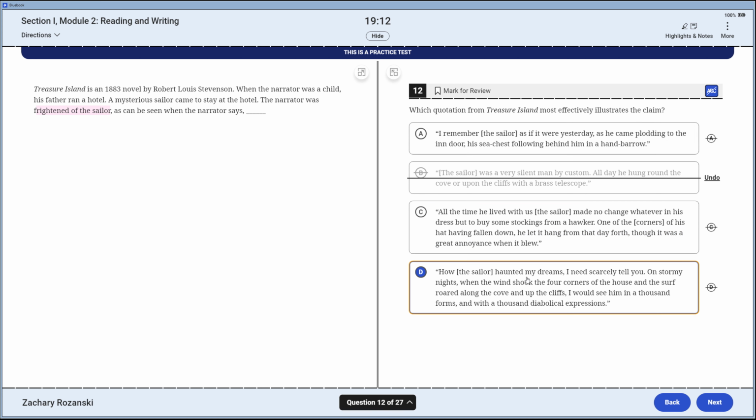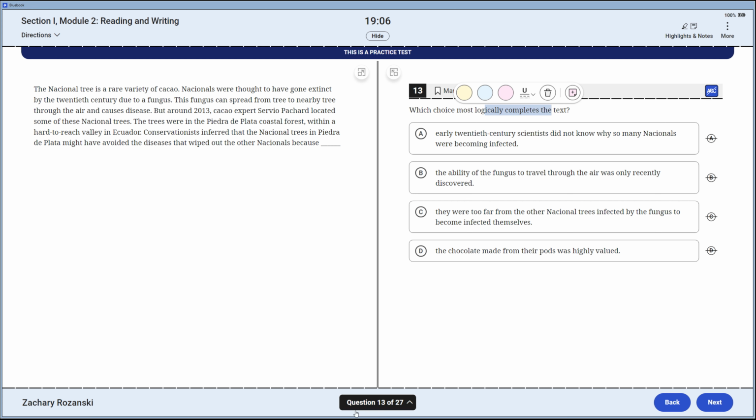How the sailor haunted my dreams. I could scarcely tell you on stormy nights. I would see him. All right, this is definitely it. Logically completes the text. Two of these. So we can slow it down.